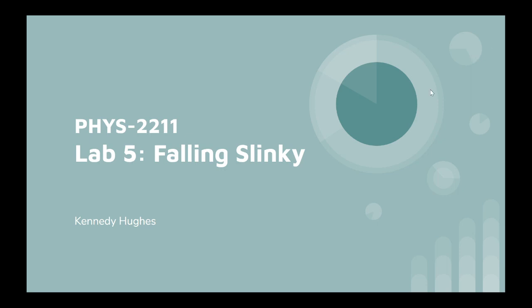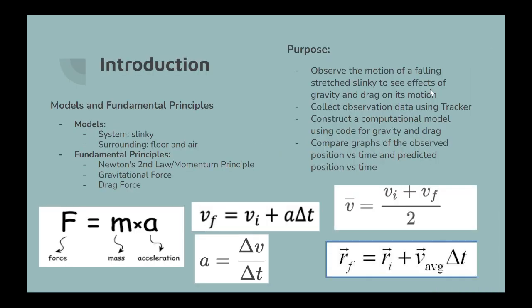This is Lab 5, Falling Slinky. For the introduction, our purpose is to observe the motion of a falling, stretched slinky to see the effects of gravity and drag on its motion. We'll collect observation data using Tracker and construct a computational model using code for gravity and drag force.